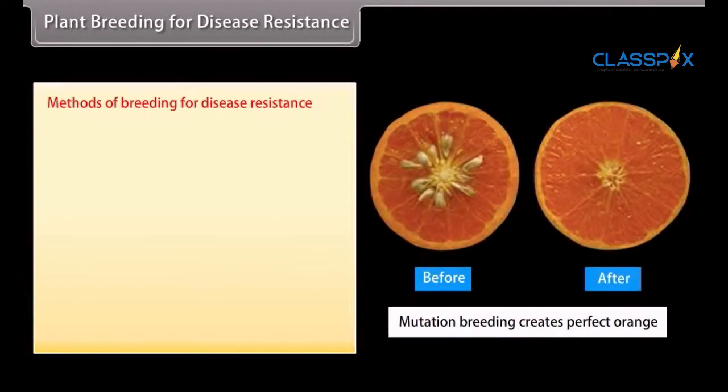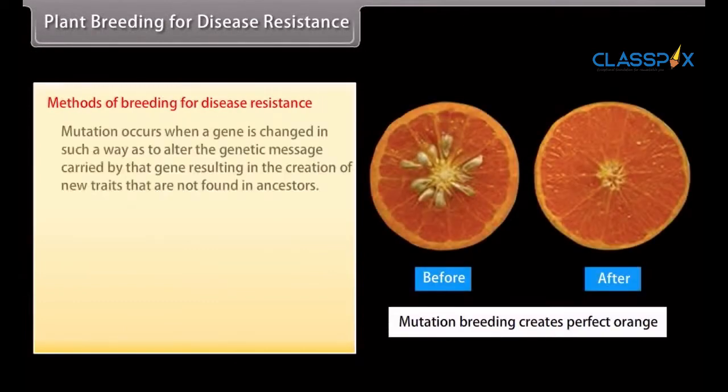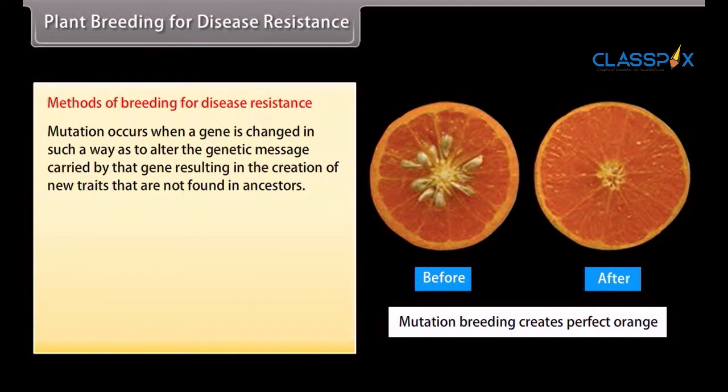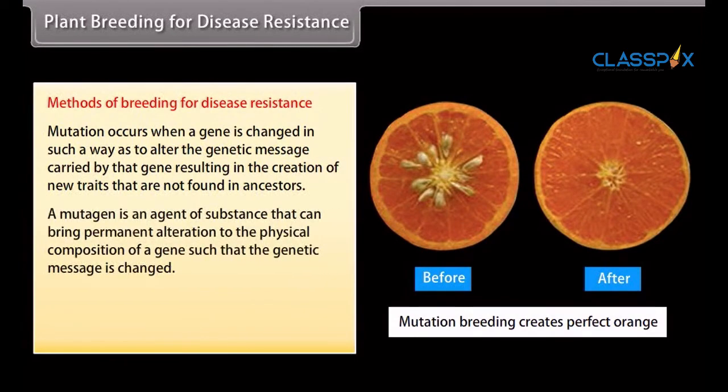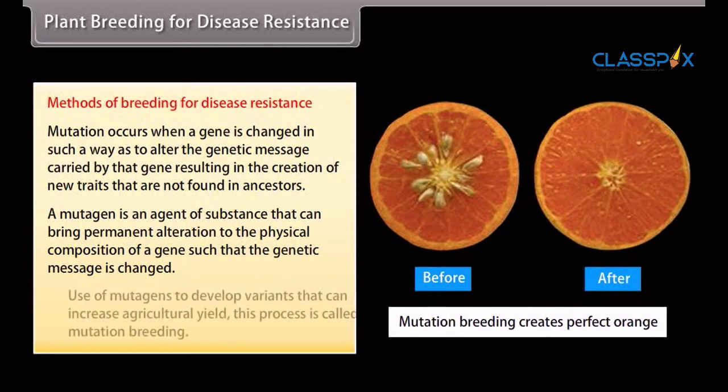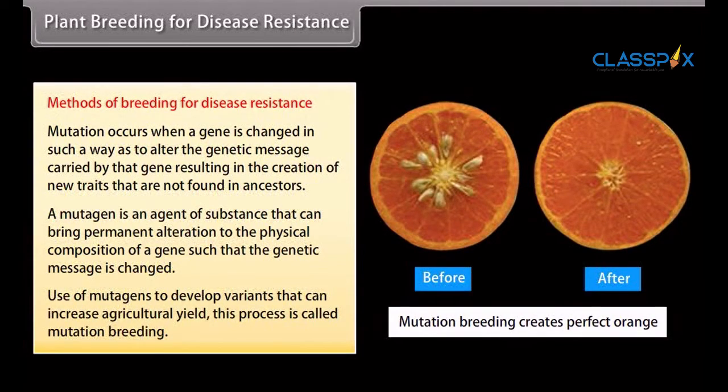Methods of breeding for disease resistance. Mutation occurs when a gene is changed in such a way as to alter the genetic message carried by that gene, resulting in the creation of a new trait that is not found in the ancestors. A mutagen is an agent or substance that can bring permanent alteration to the physical composition of a gene such that the genetic message is changed. Use of mutagens to develop variants that can increase agricultural yield. This process is called mutation breeding.